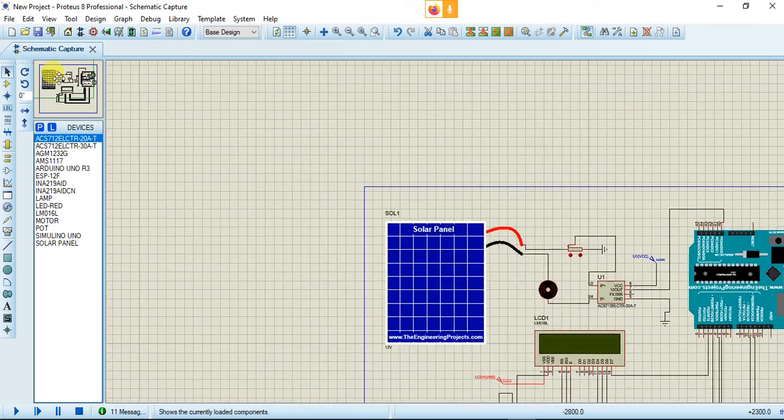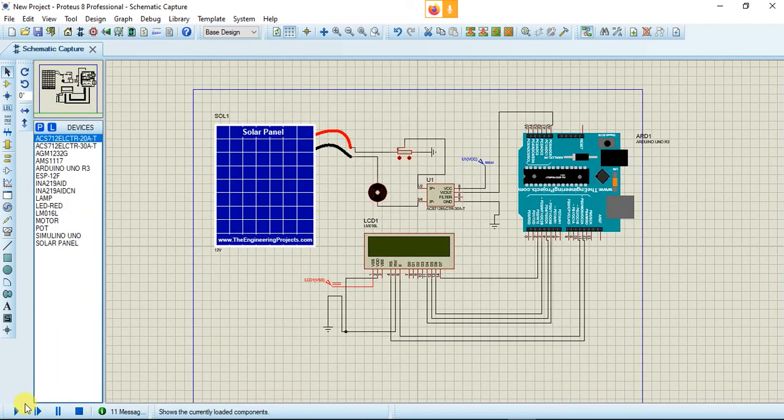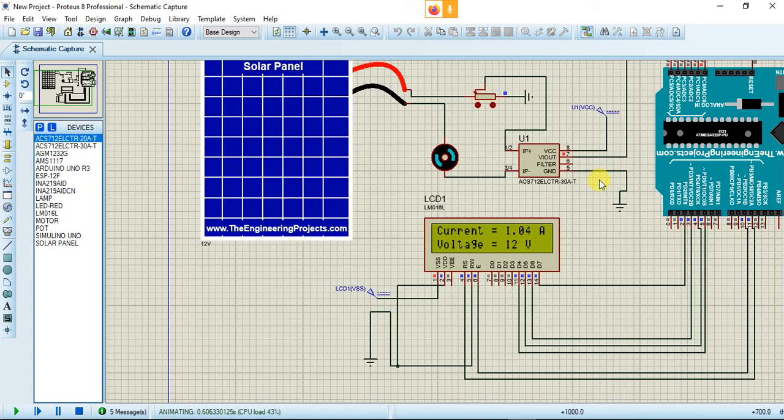When we start simulating, it looks like this. Here the motor is rotating. The current from the solar panel goes through the potentiometer, and the current sensor senses the current and converts it into voltage and power. We have done this calculation in the Arduino IDE, in the coding part.